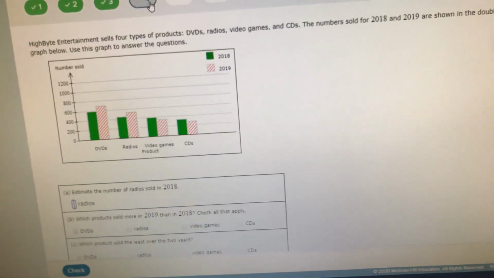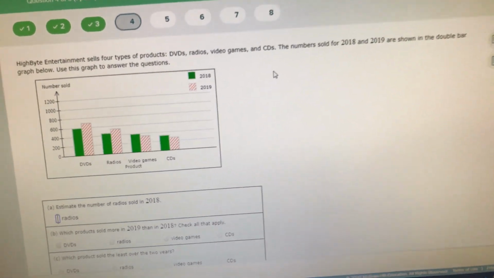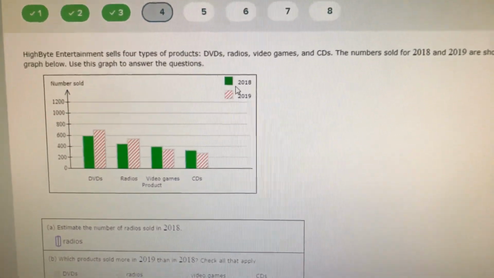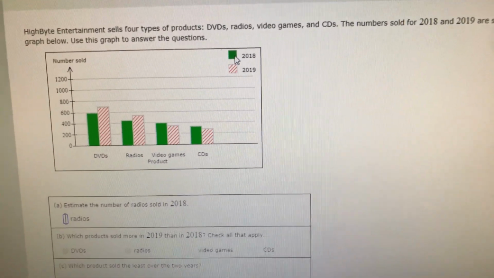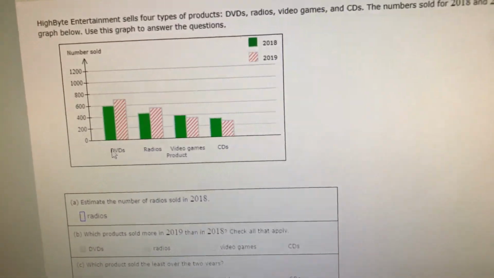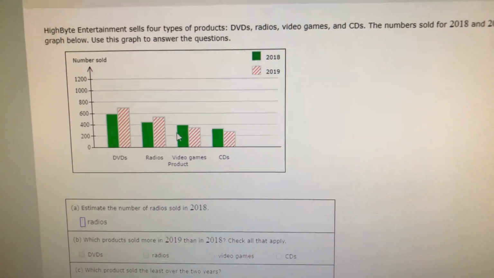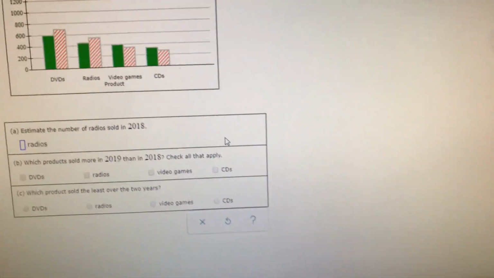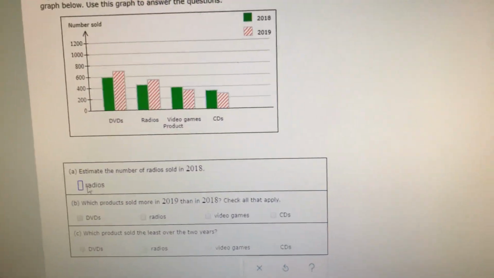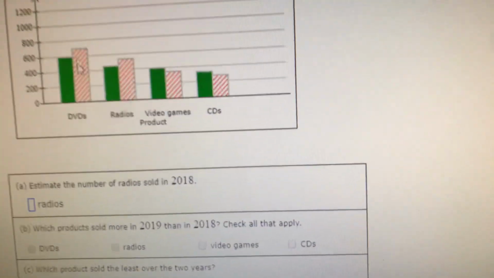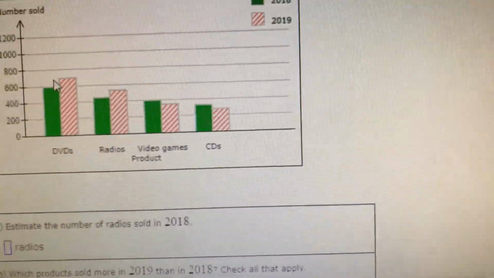The last question is reading a double bar graph. Just like a bar graph, only there are 2 bars, in different colors. Green is for 2018. The striped is for 2019. DVDs, radios, and video games each have 2 bars. Again, we're going to read this chart and then answer the questions. The first says, estimate the number of radios sold in 2018. It says estimate because it's not as nice and easy as your last one.